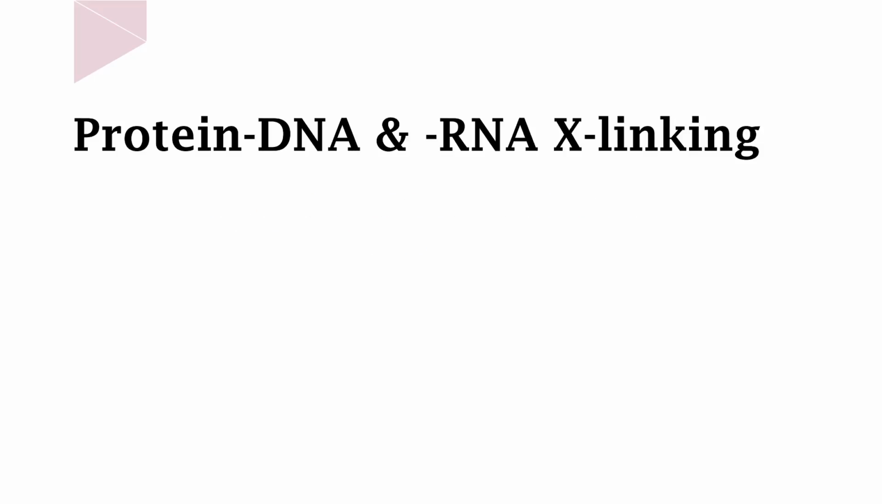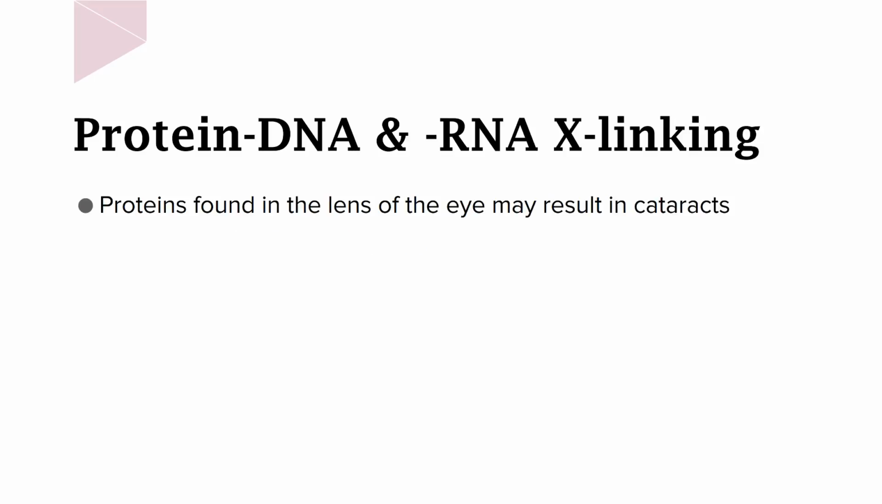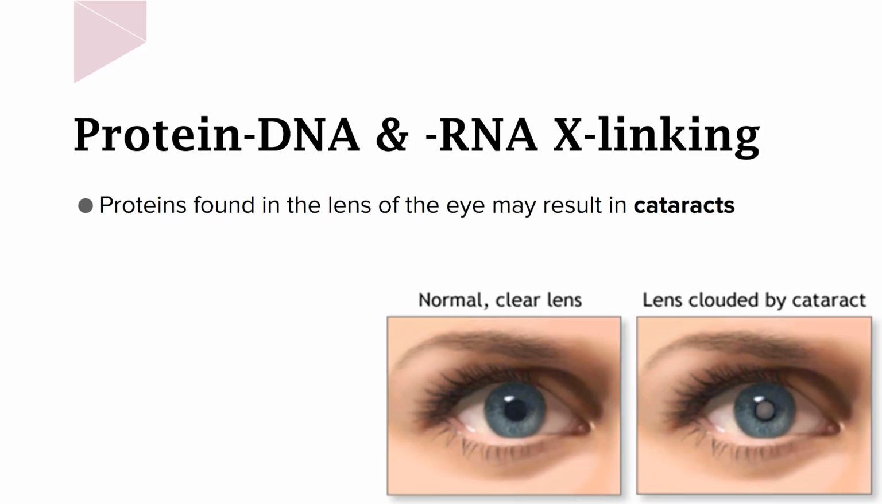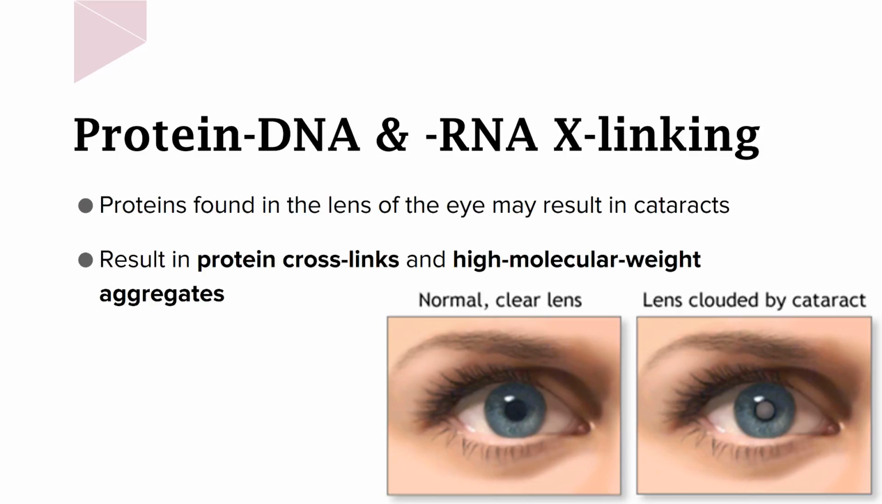The proteins found in the lens of an eye are susceptible to cross-linking. This results in formation of cataracts. Photosensitized oxidation of the eye lens proteins may lead to the formation of protein cross-links and high molecular weight aggregates, producing clouding as seen in the photos.